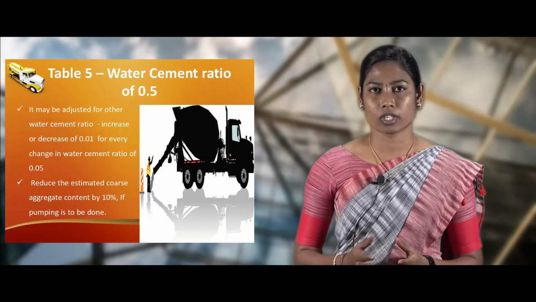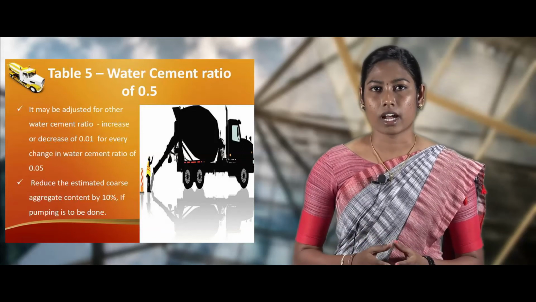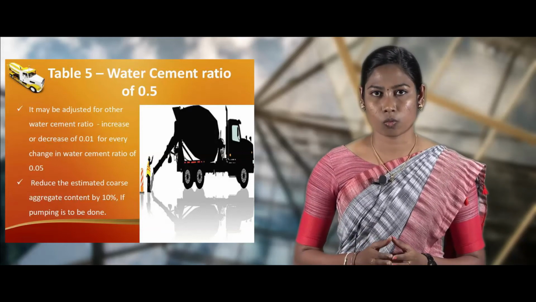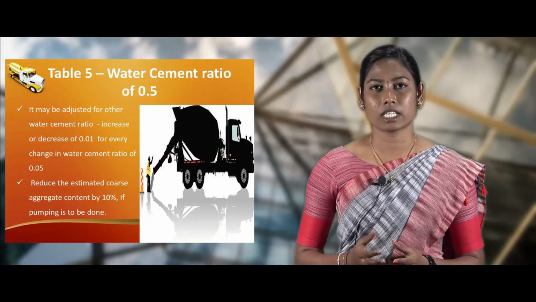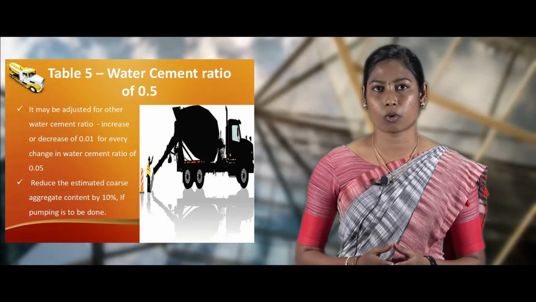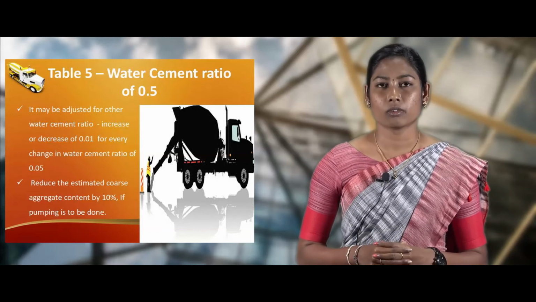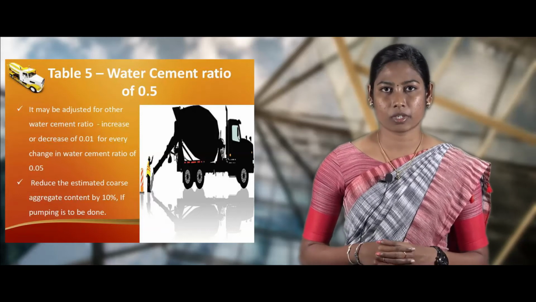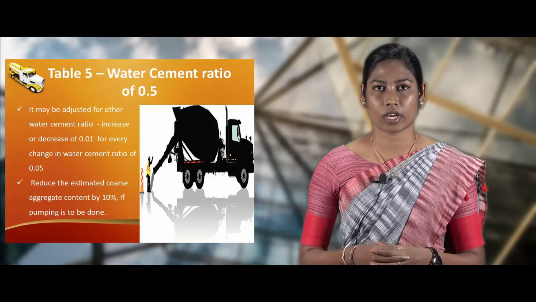The proportion of the coarse aggregate to the total aggregate is increased at the rate of 0.01 for every decrease of 0.05 in the water cement or water cementitious material ratio, and decreased at a rate of 0.01 for every increase of 0.05 in the water cement ratio or water cementitious material ratio.